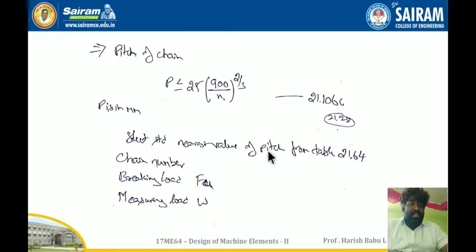Select the nearest value to the answer you got for P. From that table you're going to select the chain number, breaking load FU and measuring load W. These are the three things you can get from table 21.64.